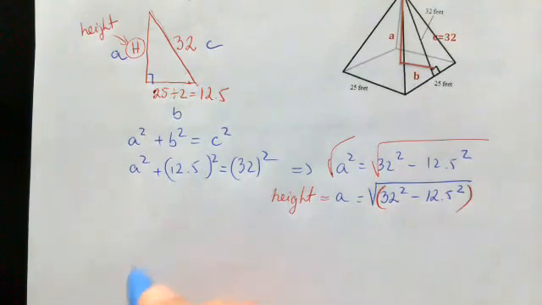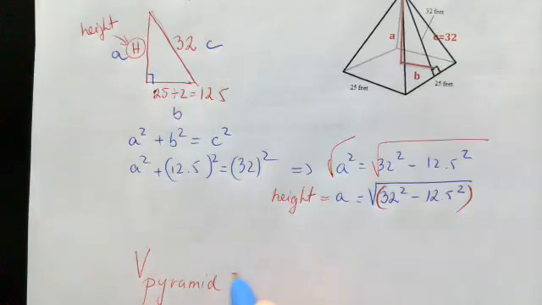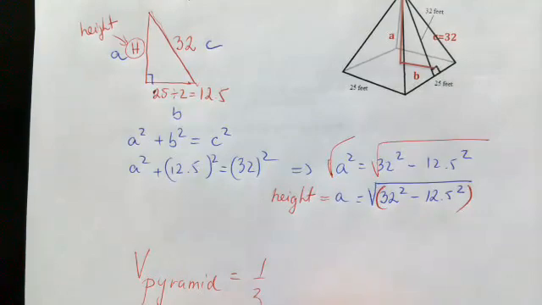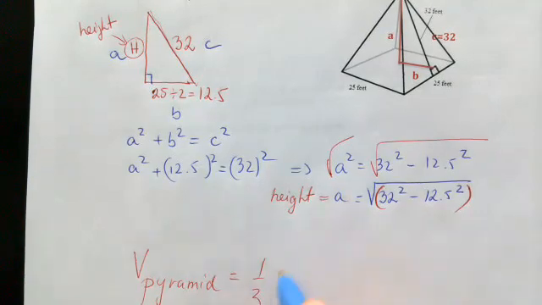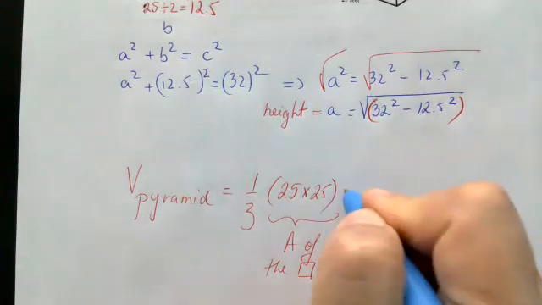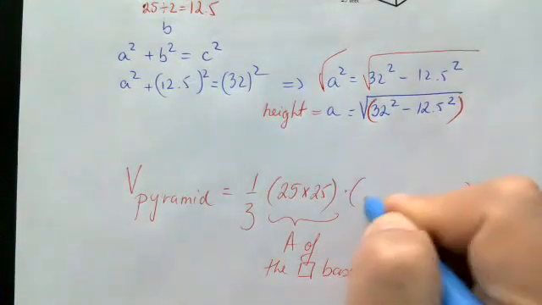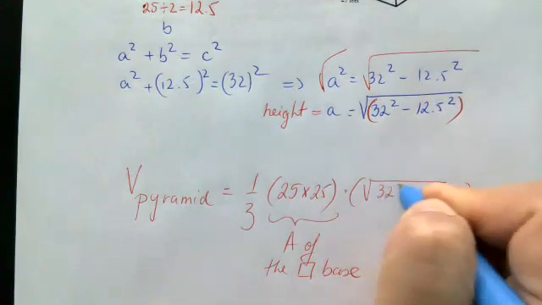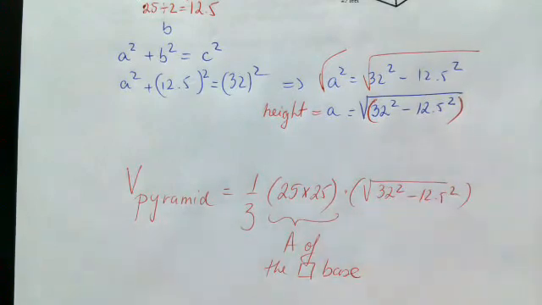So now let's go back to the volume of the pyramid. It's 1/3 of the area of the base, which is the square. The square is 25 times 25, so that's the area of the square base. And then times the height, which is the square root of 32 squared minus 12.5 squared.